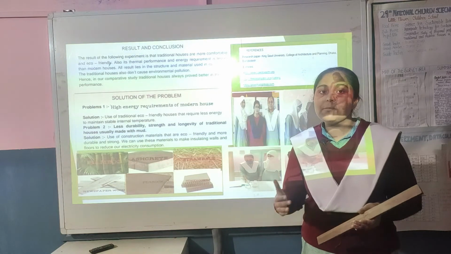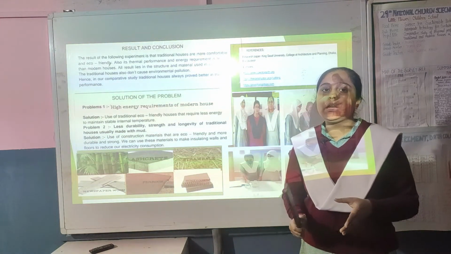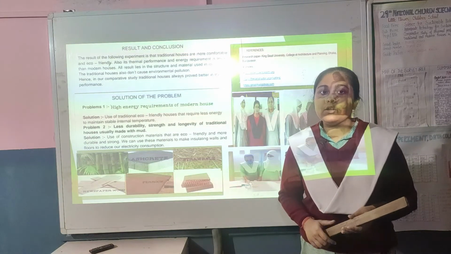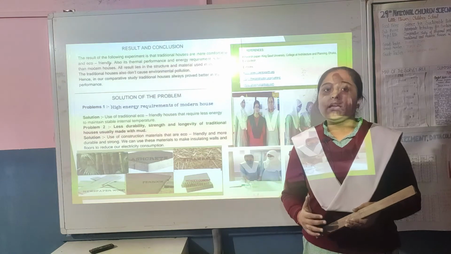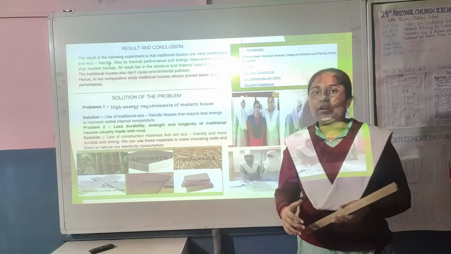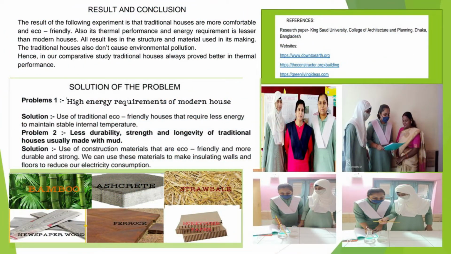It means the temperature keeps on fluctuating, and because of that we require a lot of electrical appliances to have a comfortable living. So that's why modern houses are not energy efficient, and they require a lot of energy to have a comfortable life. So this is the solution of the problem. The first problem that we have highlighted is the high energy requirement of modern houses, and the solution we got is the use of traditional eco-friendly houses that require less energy to maintain stable internal temperature.